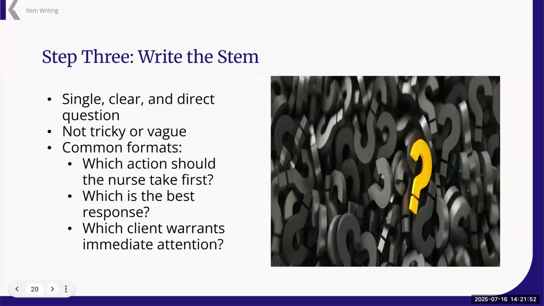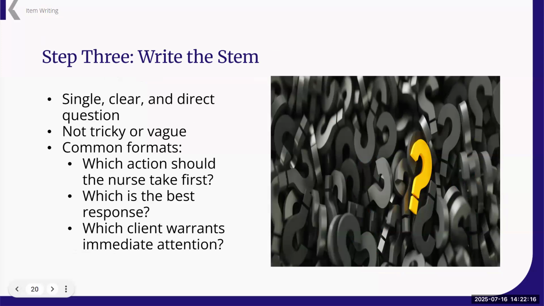The next step is to write the STEM, the actual question the student will answer. The STEM should be a single, clear, direct question. Avoid combining multiple questions into one, and keep it focused on a single decision or judgment the student needs to make. The goal is to prompt thoughtful reasoning, not to confuse or to overload.